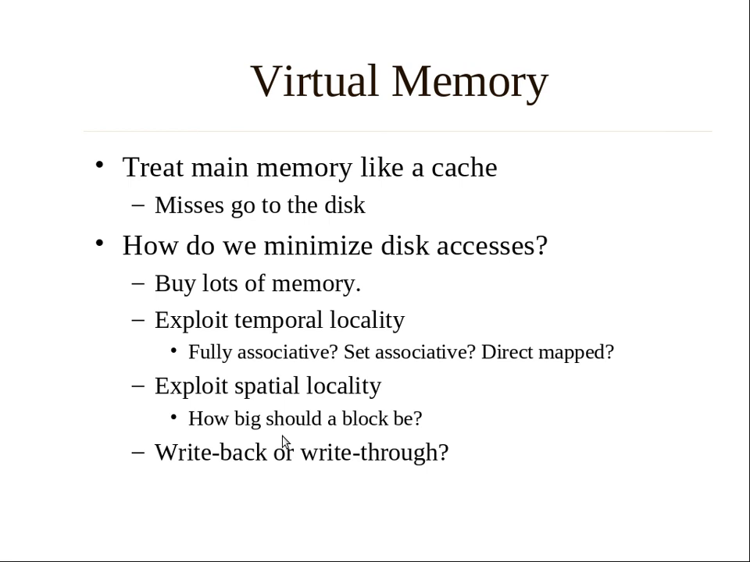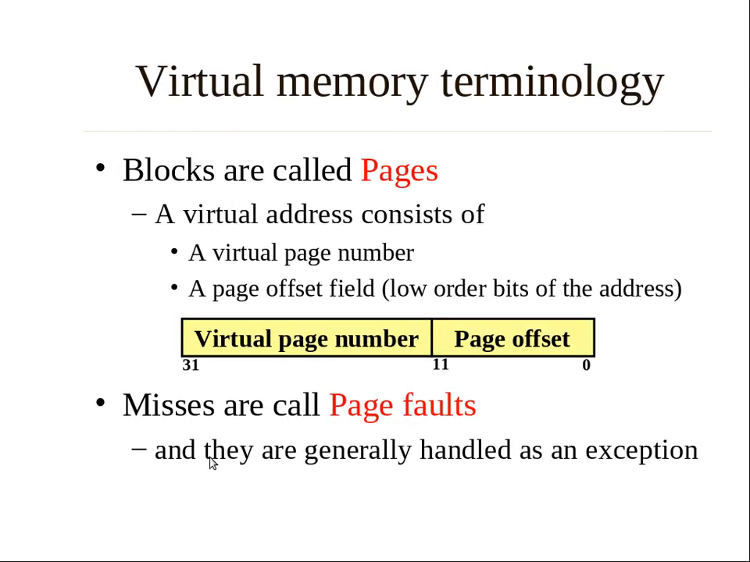Notice that in a cache it was from 32 bytes to 128 bytes. I can tell you here that Linux uses a 4 kilobyte page, or cache line, so to speak, for its virtual memory. And write back or write through, well, we don't want to be writing to the disk, so we want it to only write back when we have to. So instead of calling it a cache block, we're going to call it a page.